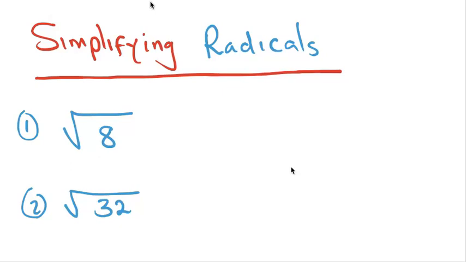Let's get to these two examples. In order to simplify radicals, one thing you have to know is the perfect squares. What do I mean by that?